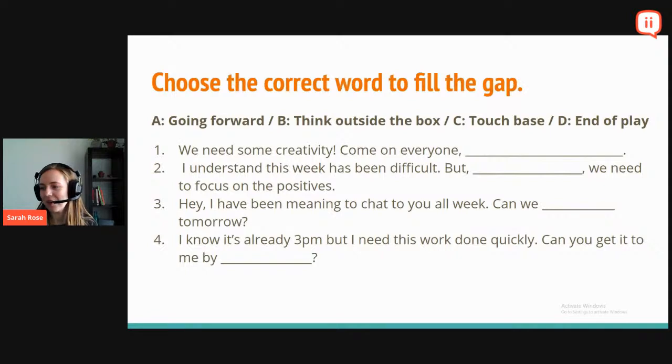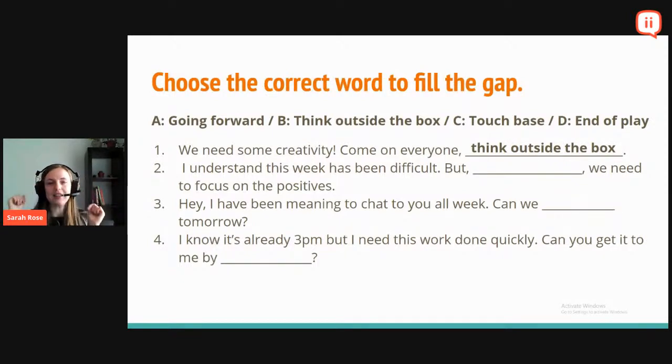Okay, let's have a look. People are sending their guesses in. Ooh, very good. Okay, got somebody saying 1B. When you put your answers in, put the numbers by the letters if you want me to check your answers, so I know what you're saying there. Excellent. Anna's done it. 1B. Great. Okay, good. You're correct. We need some creativity. Come on, everyone. Think outside the box. So think outside the box is an idiom which means to think creatively.